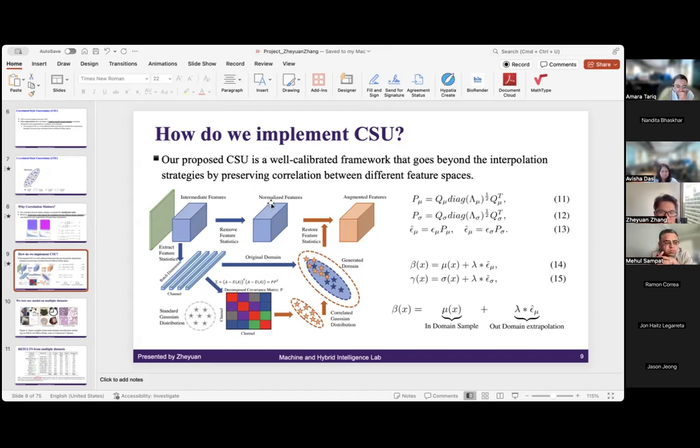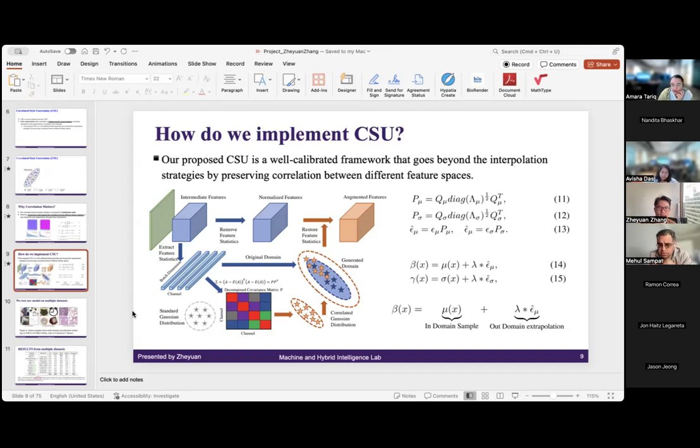With these normalized features, we can add feature statistics which are generated, which are synthetic feature statistics. And these synthetic feature statistics can serve as a kind of augmentation for the original features and the feature spaces. Okay, thank you.